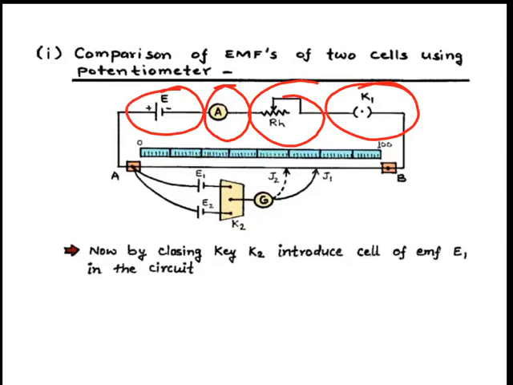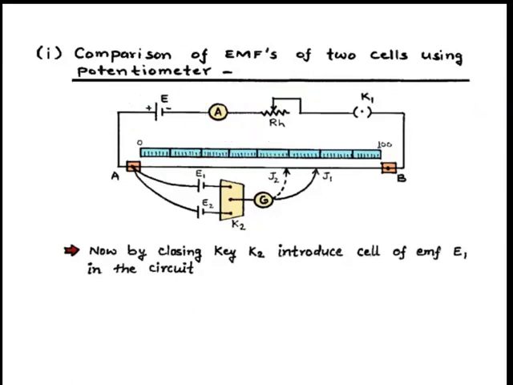Now, let's talk about the secondary circuit. In the secondary circuit, we have connected two cells. One cell has EMF E1, the other cell has EMF E2. With this, a galvanometer is connected and then a jockey is connected. Now this is very simple children. Let's see how it is to be done.